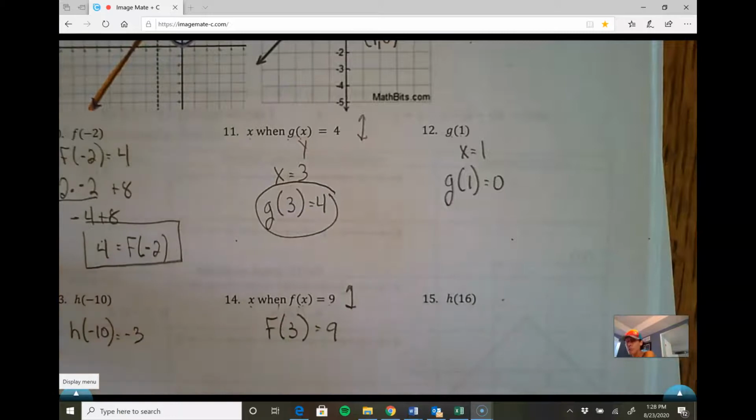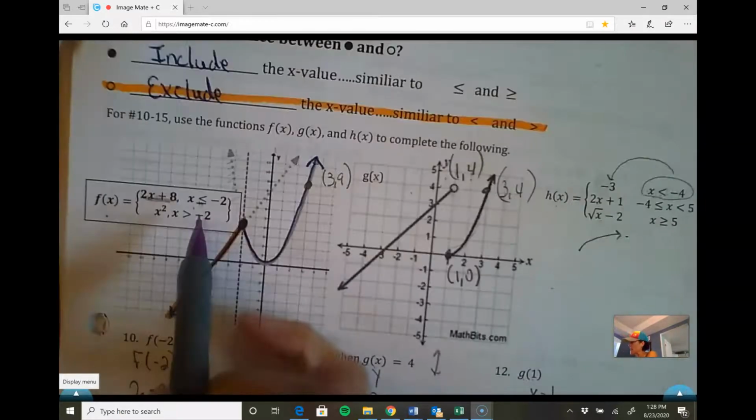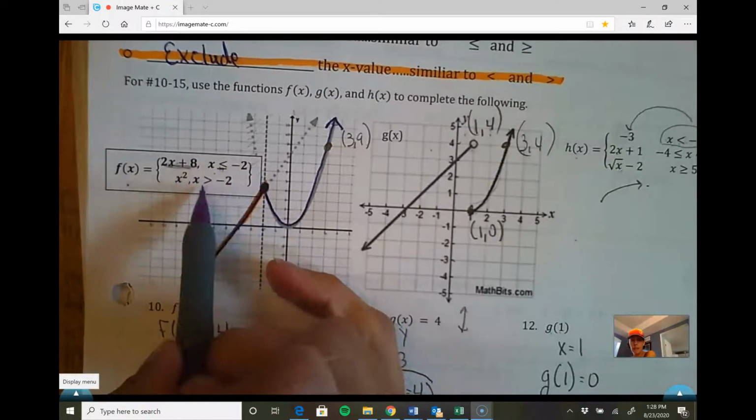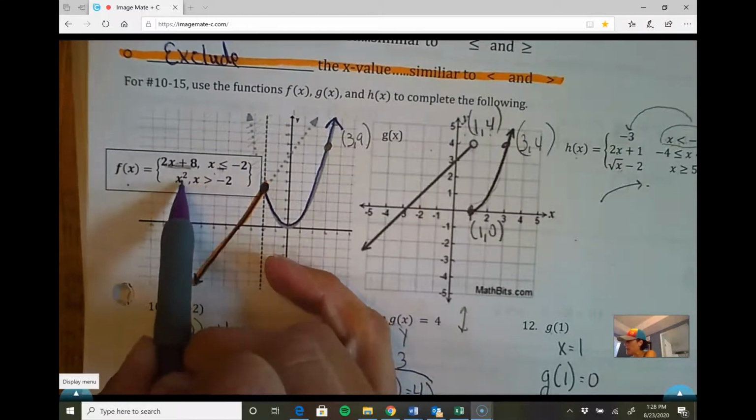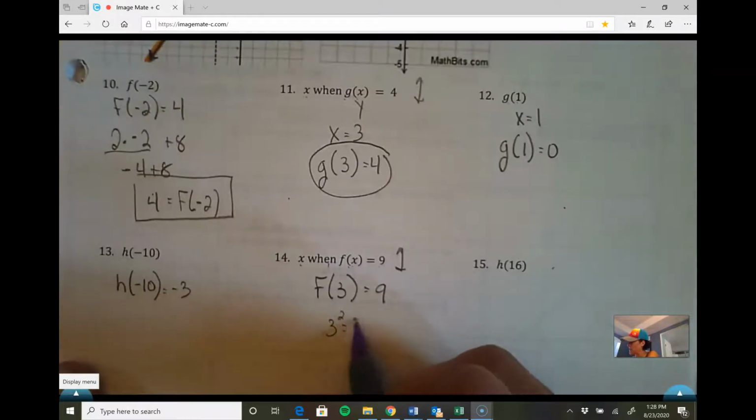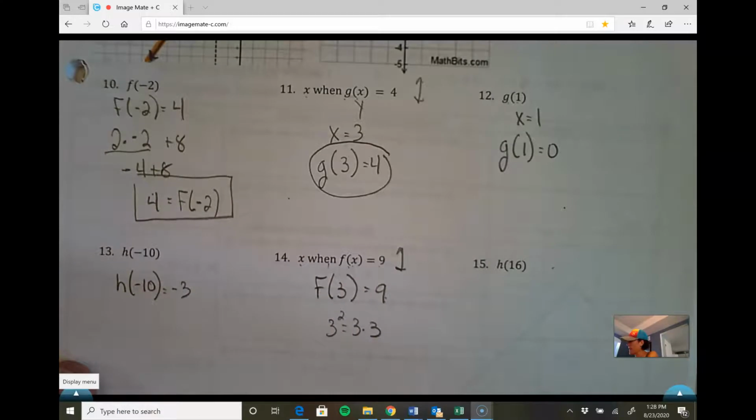If you don't want to use the picture for it, then I'd look here and see where 3 falls into place. And it falls in here because 3 is greater than negative 2. So that means I should use this function, 3 squared. And again, 3 squared is just 3 times 3, and that gives you that 9.